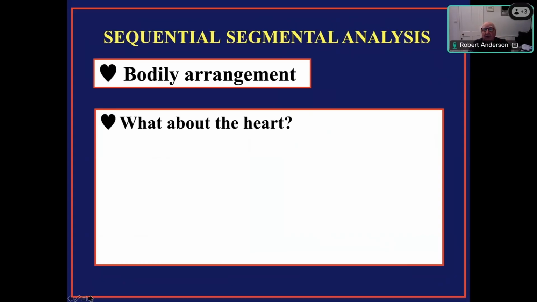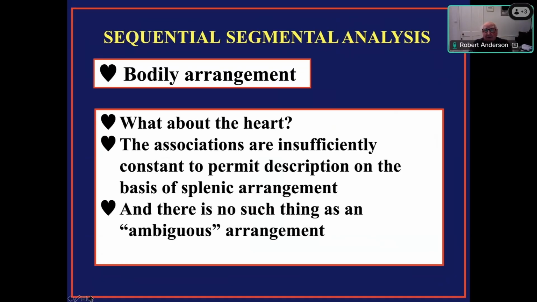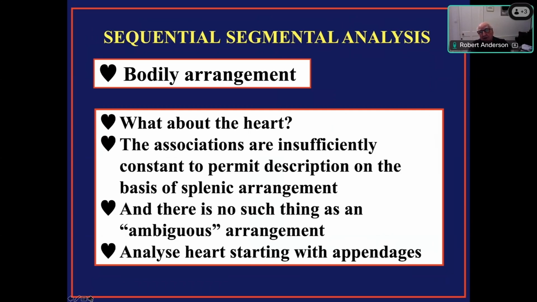So when we look within the heart, the associations with the bodily organs are not always sufficiently constant to permit us to use the spleen, and there is no such thing as an ambiguous arrangement. We are forced to start logical analysis of the heart with the appendages. And then, in most instances, we find that the pectinate muscles run to the crux on the right, the left-sided vestibule is smooth, so that is the usual arrangement.